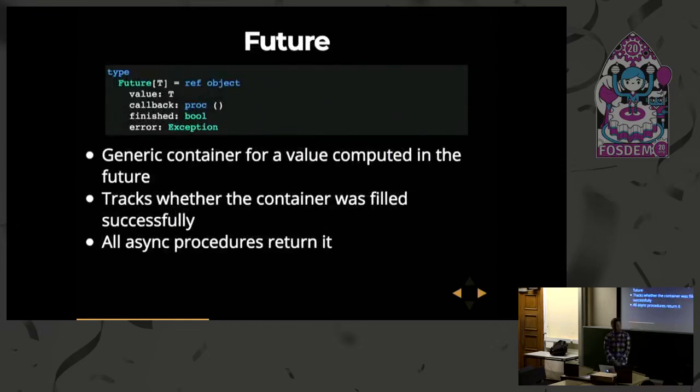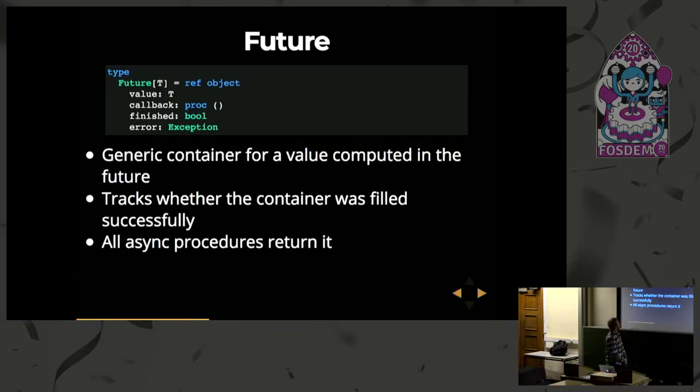So the future is just a simple object which acts as a container. If I just run through the code at the top, you see it's a simple type definition, a generic one, which takes a generic type T.